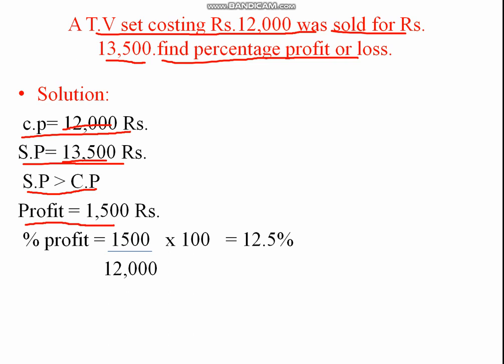Now find out the percentage profit. Use the formula: actual profit upon cost price into 100. So actual profit is 1,500, cost price is 12,000 rupees, into 100, and after simplifying this we get the answer 12.5%. So in this transaction we get a profit of 12.5%.